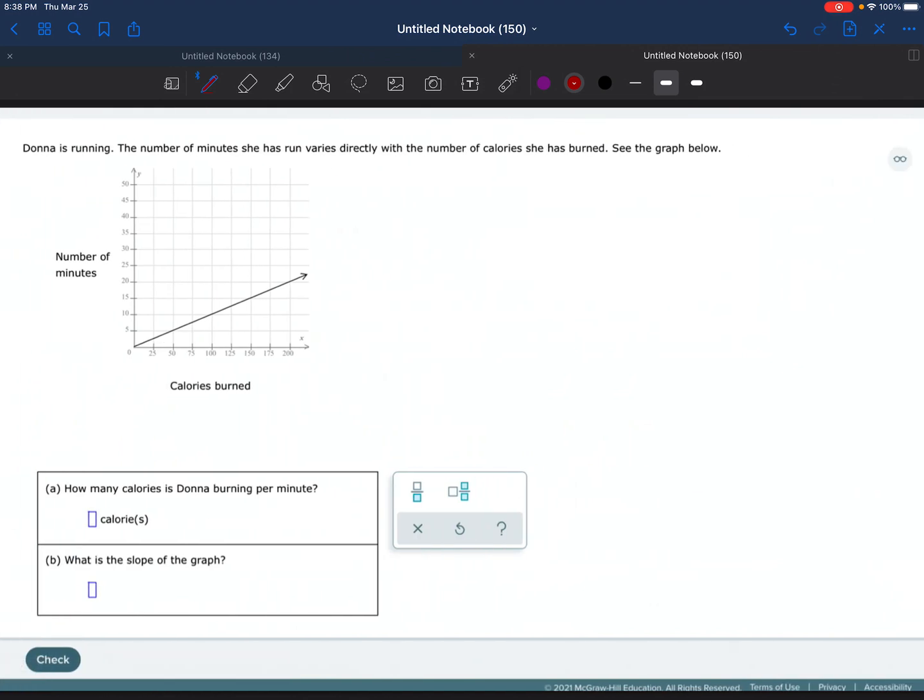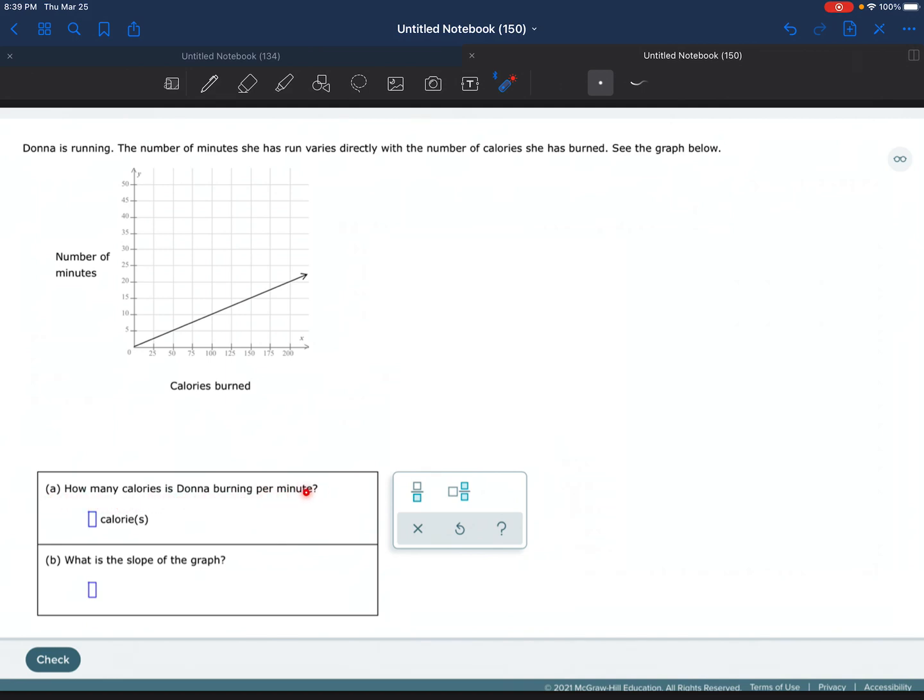All right, last one. Donna is running. The number of minutes she runs varies directly with the number of calories burned. See the graph below. So the number of minutes varies directly with the number of calories, right? Because if she doesn't run anything, she doesn't burn calories.